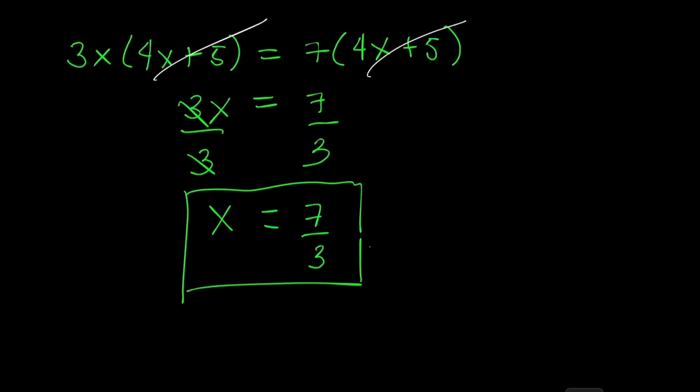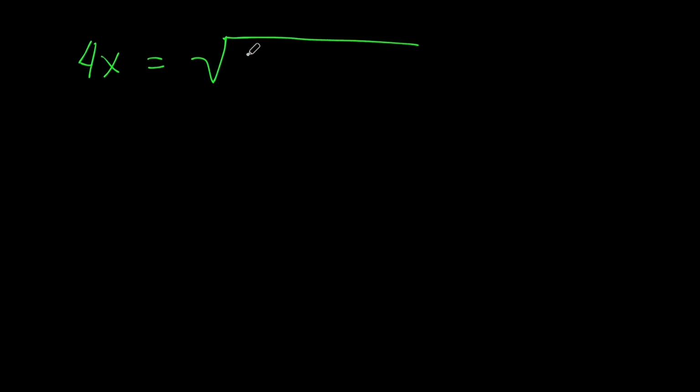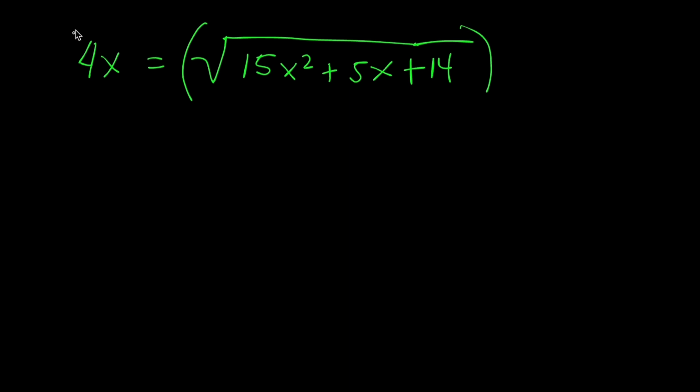The next problem is 4x equals the square root of 15x squared plus 5x plus 14. Let's try this one. Let's get rid first of the square root by squaring both sides of our equation. So we square both sides of our equation.